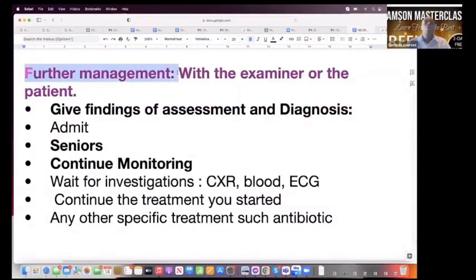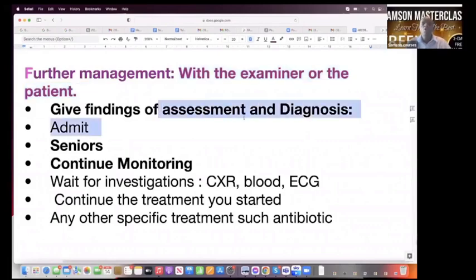Here, you have a responsibility to explain to the patient what was wrong, what you found on assessment, what the diagnosis is, and how you would manage further. It could be discussing management with an examiner, or with a patient. So, for example, okay, Mr. Brown, I have assessed you. You had come in with shortness of breath. Your oxygen was low. You had wheeze on your chest.